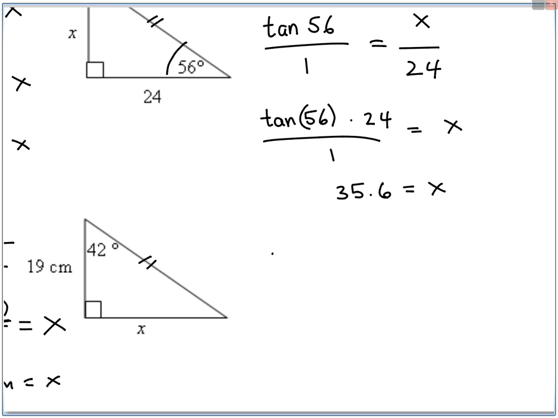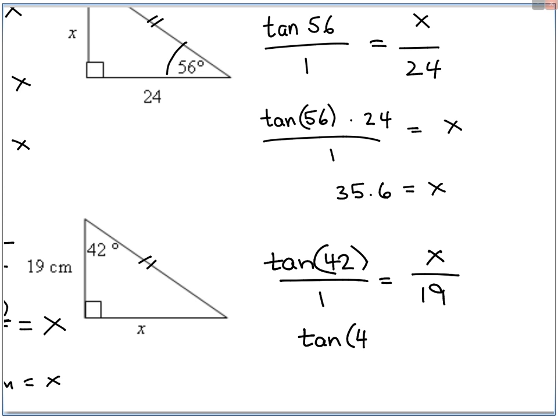Now the one on the bottom, tangent 42 over 1, what does it equal? Opposite over adjacent would be x over 19. Good. X is across 42, so x is opposite. 19 is right next to 42, so 19 is adjacent. Cross multiply. Always divide by the thing across from x. Tan 42 times 19 all over 1 equals x. 17.1 centimeters.